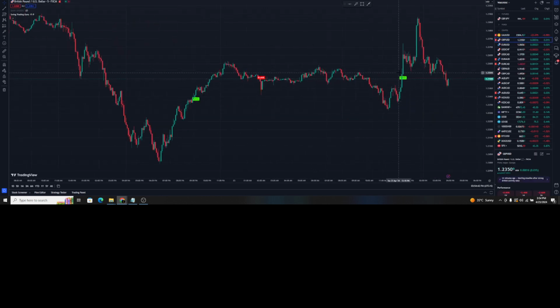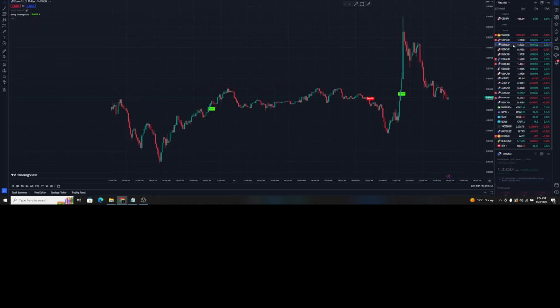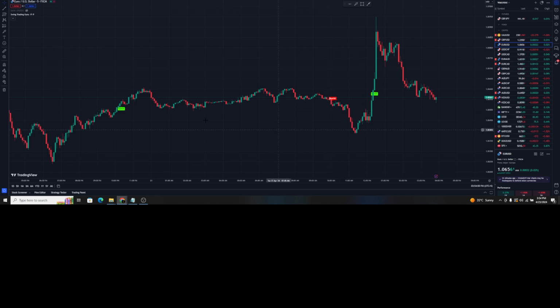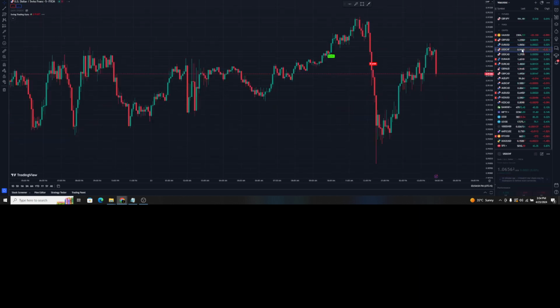You can see this is the bullish signal. The price already went up. Bearish, price went down. Bullish, price went up. Now let me show you its magic: bearish, price down, bullish, price up, bullish, price up. You can see this indicator is doing wonders.